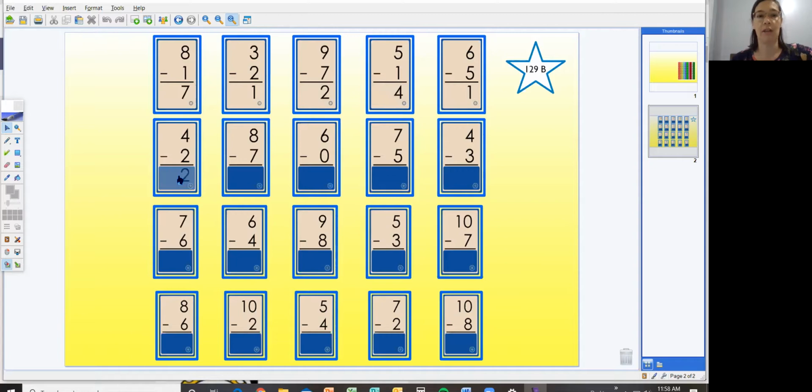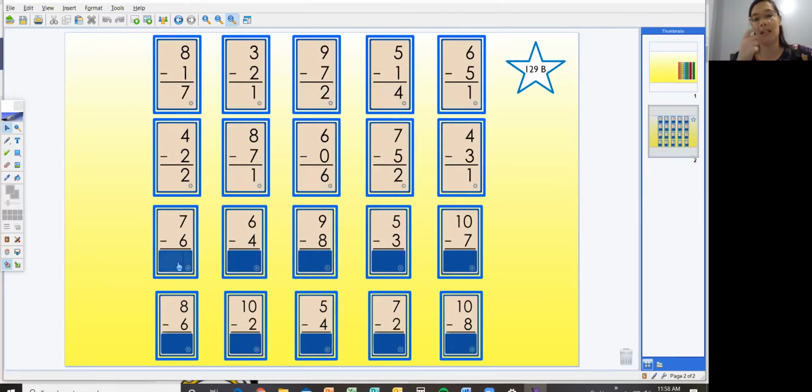4 minus 2 equals 2. 8 minus 7 equals 1. 6 minus 0 equals 6. 7 minus 5 equals 2. 4 minus 3 equals 1. Okay, let's look at the next row.